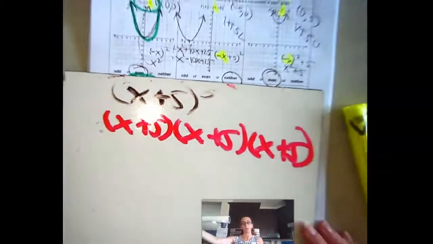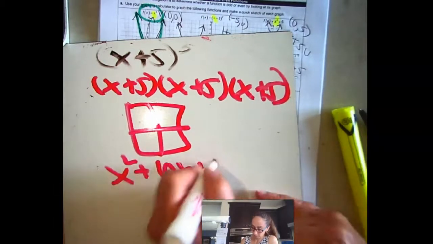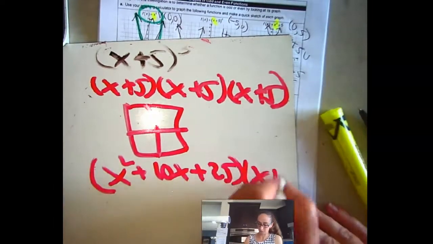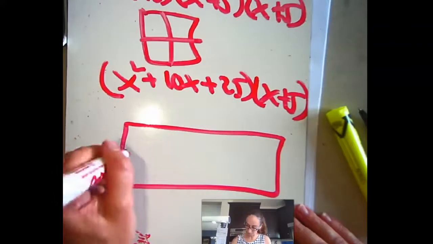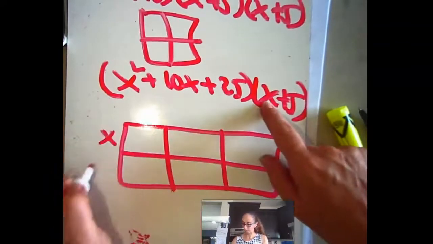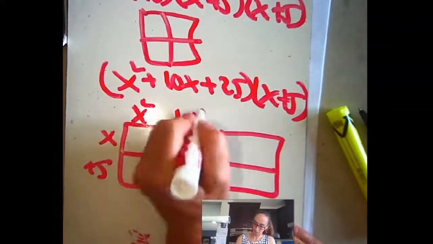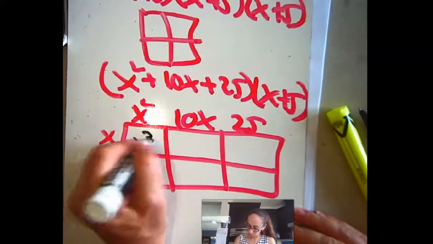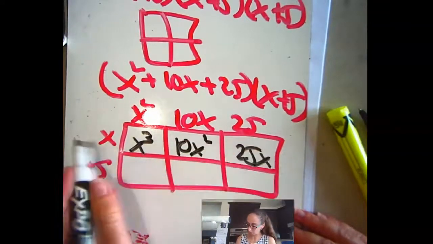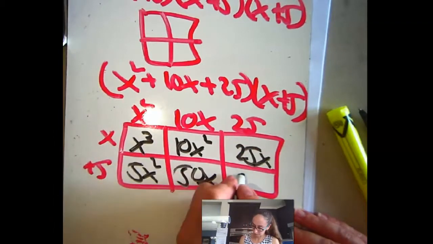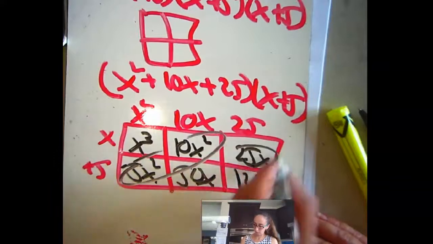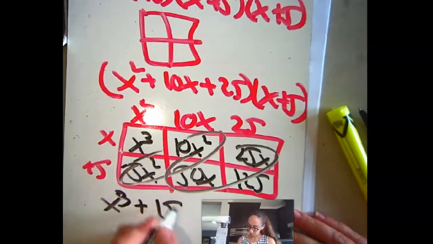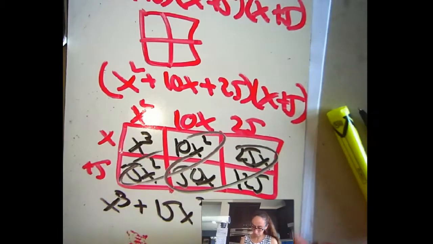Okay? So that means I would box this out, and I would get x squared plus 10x plus 25. And then I would box it out again, but this time it's going to look like this. X plus 5, x squared, 10x, 25. Let me do this. Let's see if my black pen works. X cubed, 10x squared, 25x, 5x squared, 50x, 125. Diagonals always go together. X cubed plus 15x squared plus 75x plus 125.